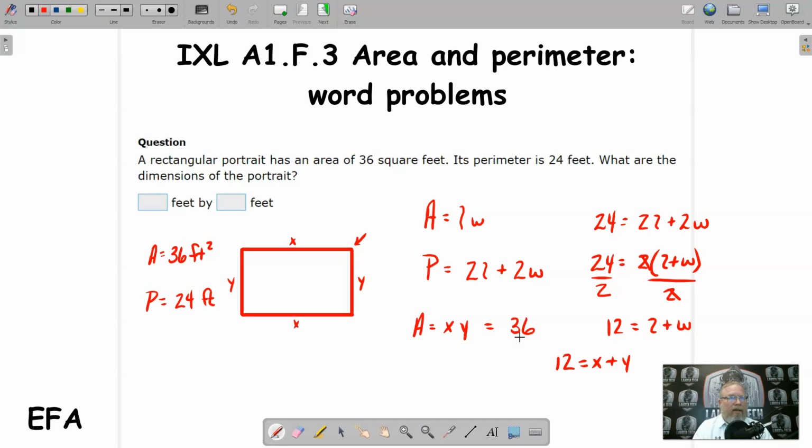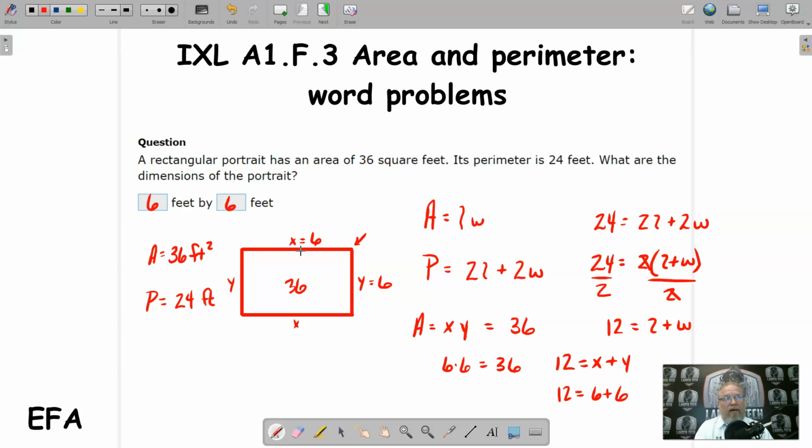Well, right now you're probably thinking, oh, that would be 6, right? Because 12 equals 6 plus 6, and it would actually be 6 for both of them. And 6 times 6 indeed equals 36. So if Y equals 6 and X equals 6, then this would work out. 6 times 6 is 36, and 6 times 4 equals 24, so that would indeed be our perimeter. So it turns out that this is actually a square.